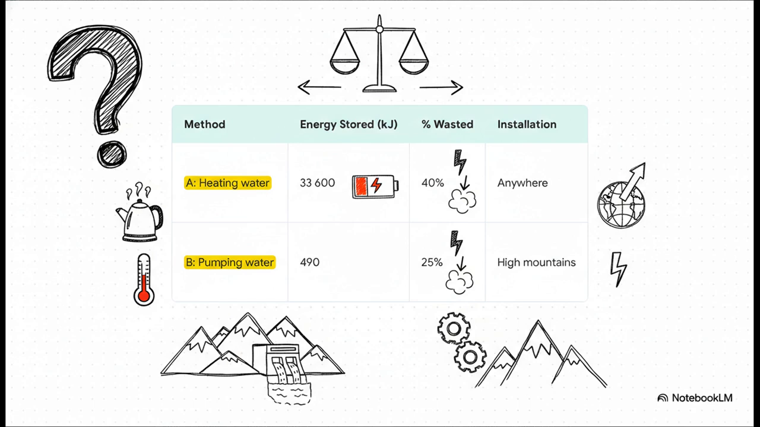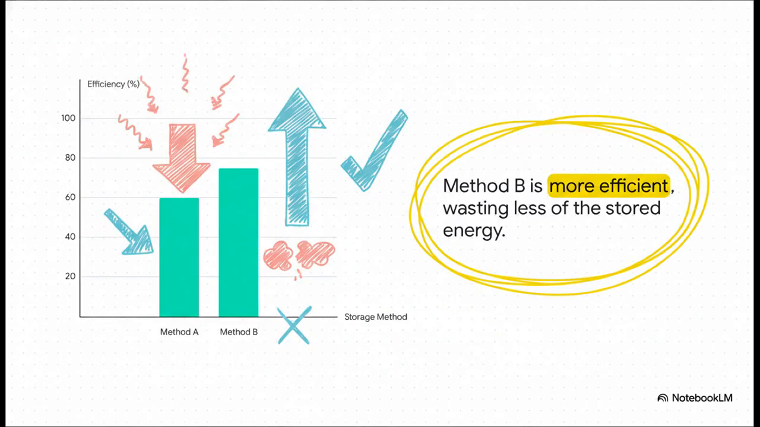Now, the question asks us to compare them. That's the magic word. It means we have to look at the good and the bad for both. Let's just break down one key point: efficiency. The data says method A wastes 40% of its energy. So a quick bit of math tells us it's 60% efficient. Method B, on the other hand, only wastes 25%, making it 75% efficient. Just stating that method B is more efficient is an absolutely crucial point you need to make in your answer.